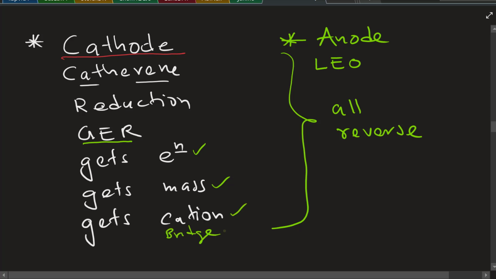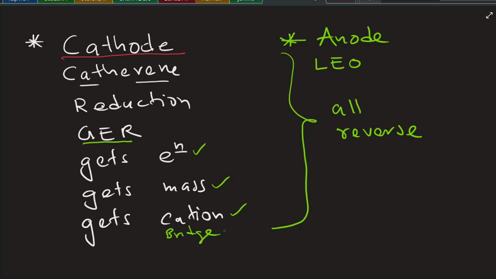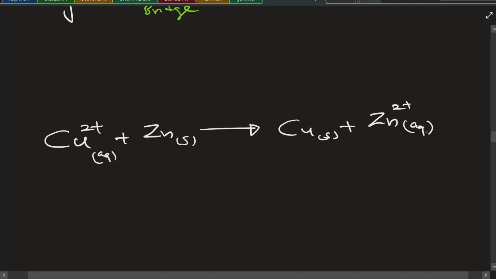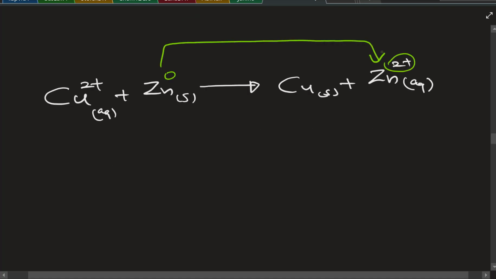Hi, we go back to the electrochemistry. The cathode, like "cat" and "GER" (gain electrons, reduction), gets electrons, gets mass, and gets cations through the ion bridge. So that's what you have to remember. Just like "cat," just like "Ion," right? Only one side you have to memorize. The other side is the opposite.